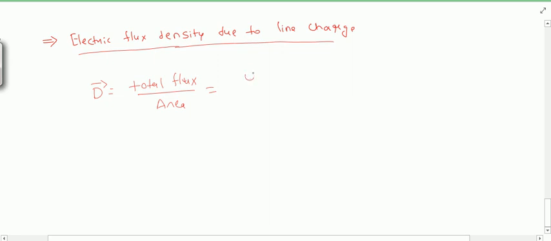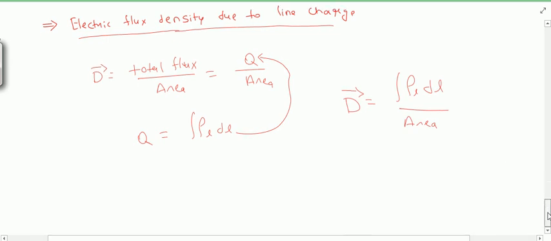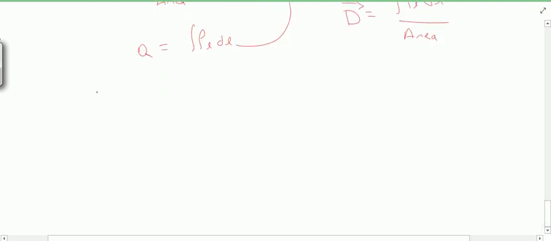So I can write this as Q divided by area. And for a line charge, the charge will be given as rho L dl. So I can write this in place of this. So what will D become here? It will be rho L dl divided by area. Now, whatever the line charge is, we can take the area such that the total charge will be present in it, and you can find the electric flux due to the line charge.